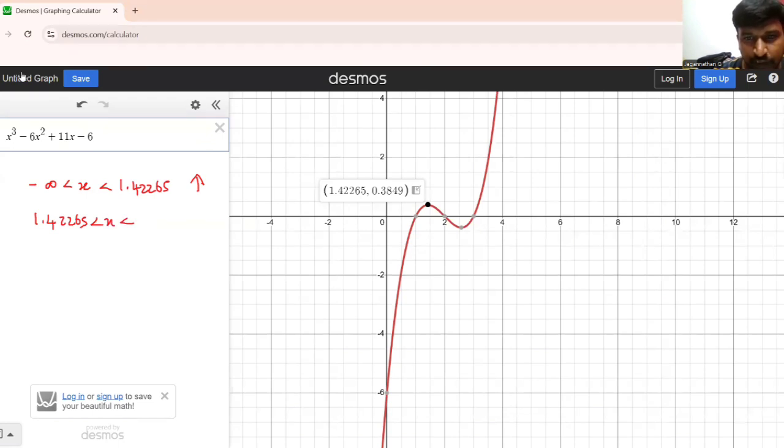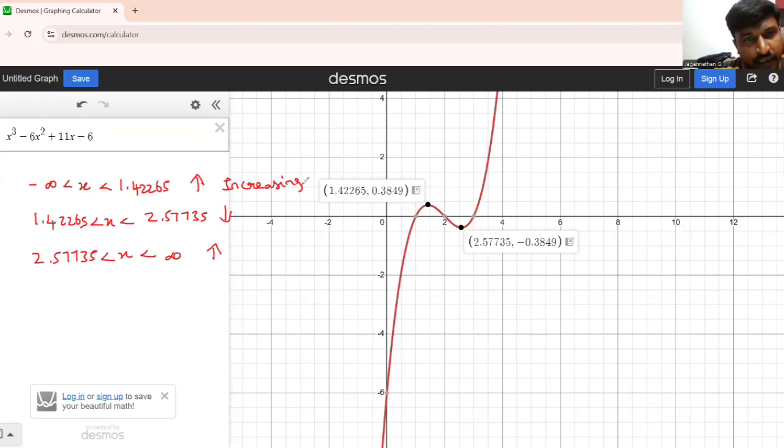And from that particular point onwards, 1.42265, the value in x, until the next particular point. So where is the next particular point? Till here, which is 2.57735. It's an approximate value. So until there, you can see the graph kept going down. And after that 2.57735 till positive infinity, the graph is continuously moving upward. So you can say here the graph is increasing, here the graph is decreasing, and here again the graph is increasing.